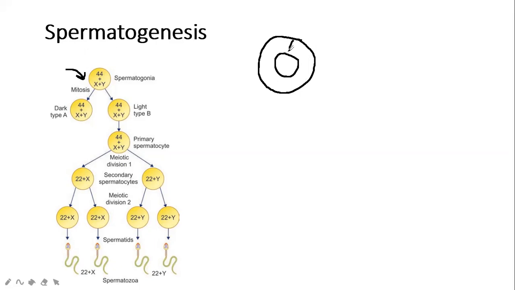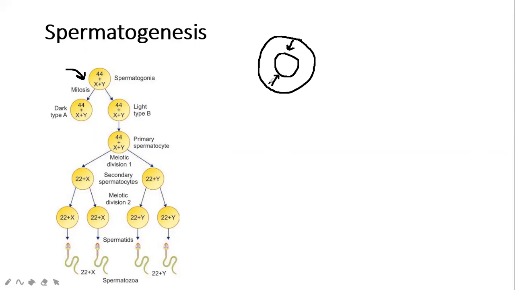So they differentiate and divide, moving towards the lumen. And then the final stage, where they're given the tail and the amount of cytoplasm is reduced, which is called spermiogenesis, occurs in the adluminal compartment that is closer to the lumen. So we call that the adluminal compartment.